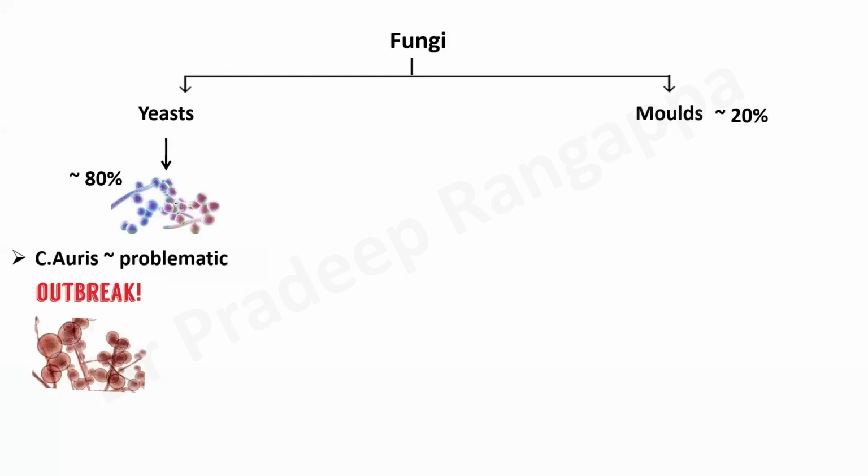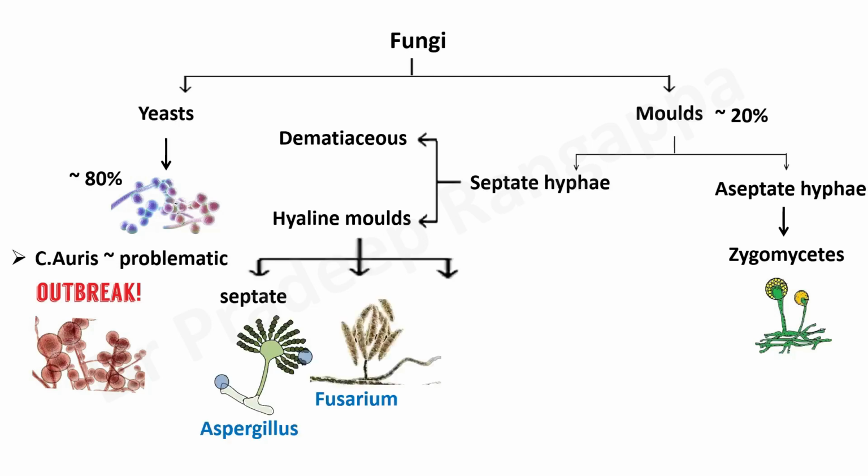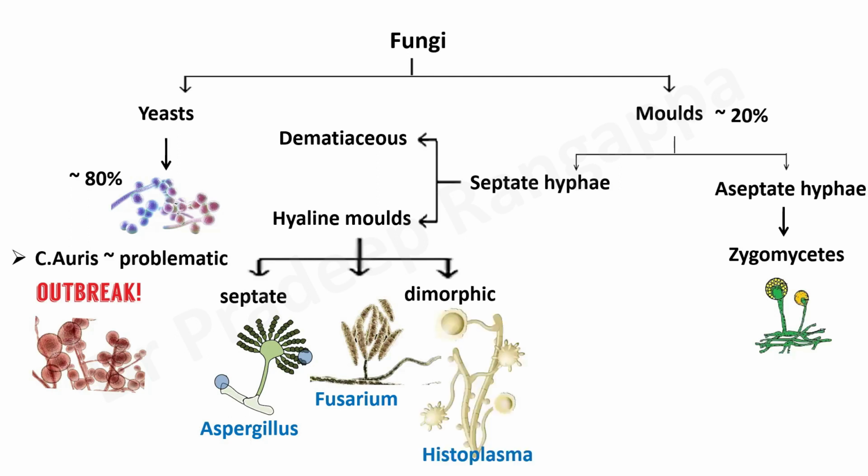And we did talk about auris being problematic now, in addition to albicans, and the outbreak in Candida auris is becoming more common now. When we talk about molds, they are broadly classified into septate and aseptate hyphae. In aseptate, you have zygomycetes and mucormycosis. Septate is again classified into dematiaceous and hyaline molds, and your Aspergillus comes under hyaline molds. Aspergillus and Fusarium are hyaline, and among dimorphic fungi, it is Histoplasma. And there's another new one called Emergomyces.